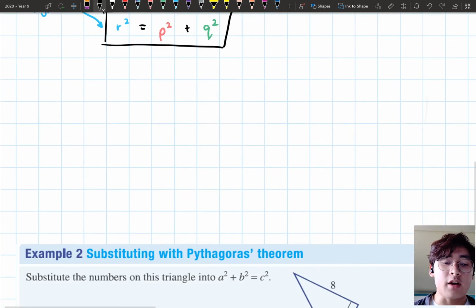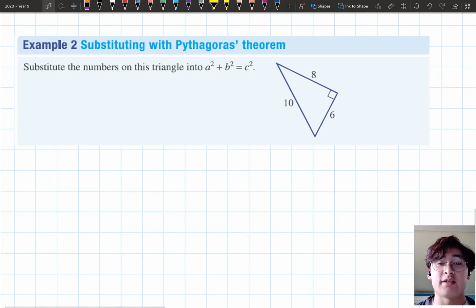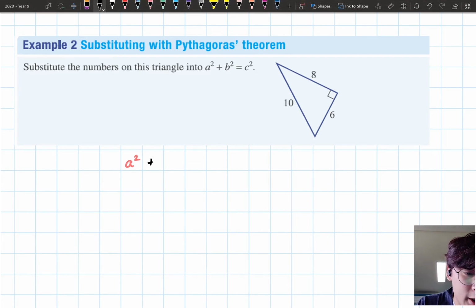Now, along with this, we're going to have a look at this second example. In this second example, we're going to be substituting values into Pythagoras' theorem. So I'm going to substitute the numbers of the triangle here into this. I've got a triangle and the side lengths are 6, 8, and 10. I want to substitute that into my equation A squared plus B squared is equal to C squared. I'm going to start off by writing this equation. A squared plus B squared is equal to C squared.